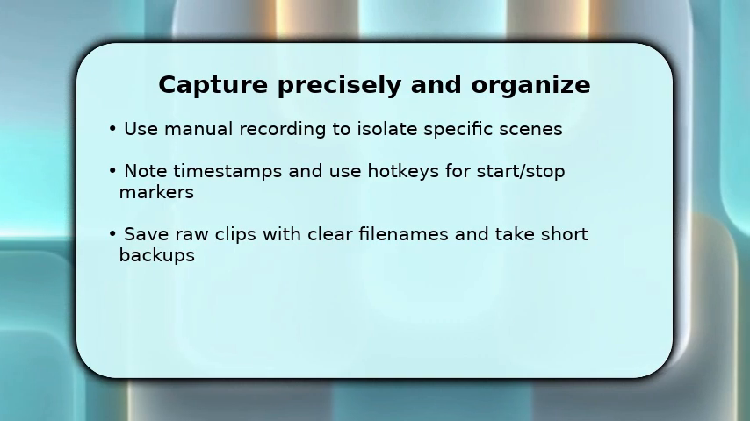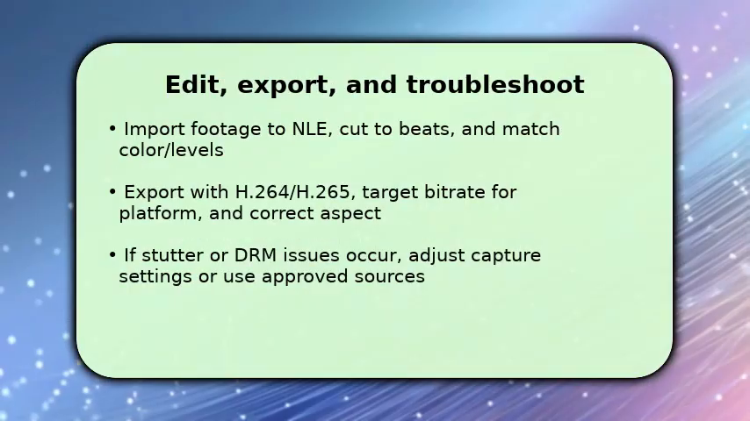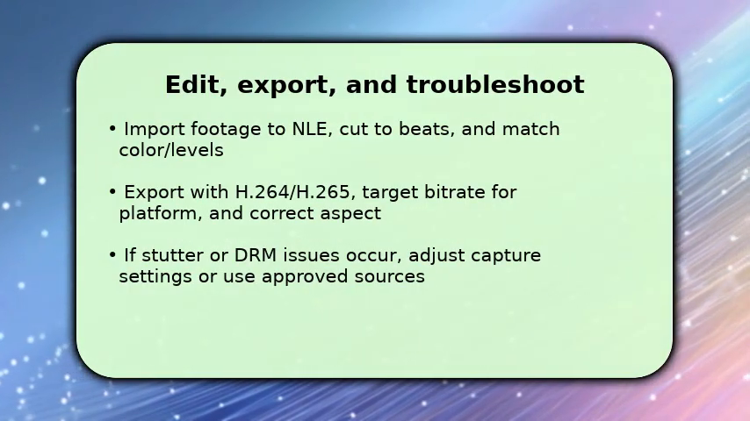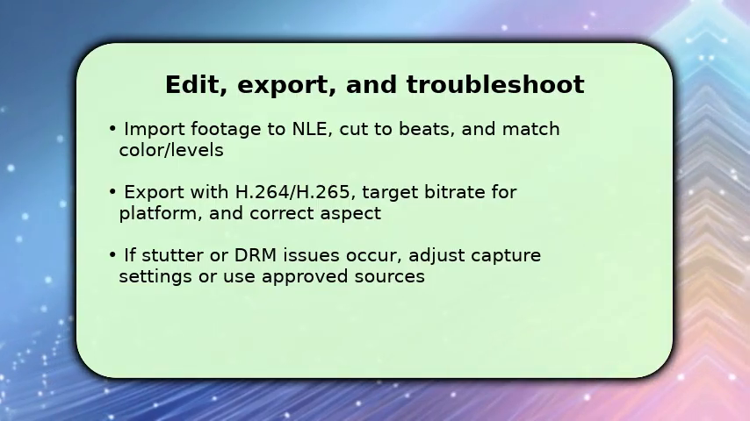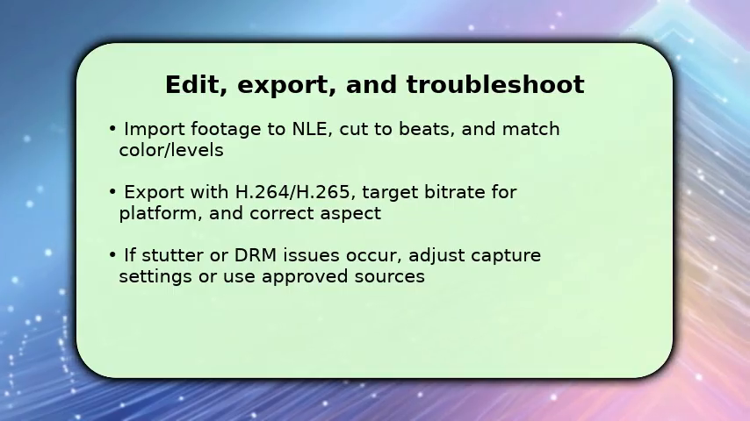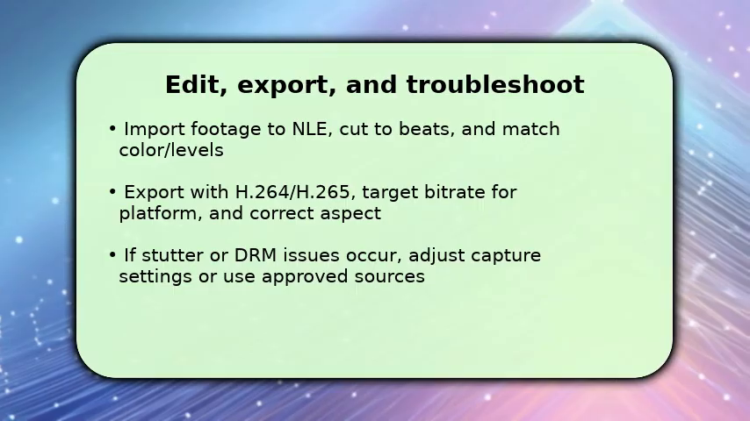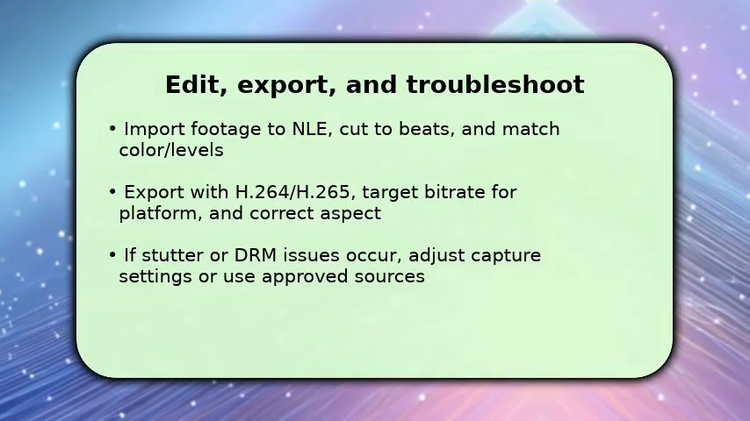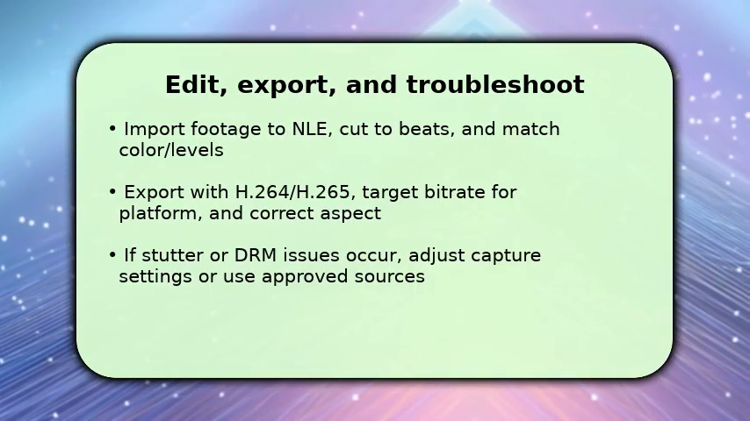You finish by editing and exporting for your edit. In your NLE trim to the beats, apply color correction and normalize audio so clips match your project. Export using H.264 or H.265 with a sensible bitrate and the final aspect ratio. This keeps quality without huge files. If you hit stutter, black frames, or DRM blocks, try changing capture frame rate, disabling hardware acceleration, or use officially licensed clips instead.